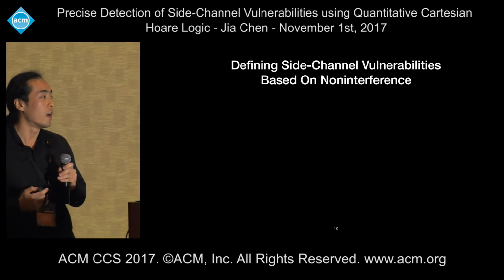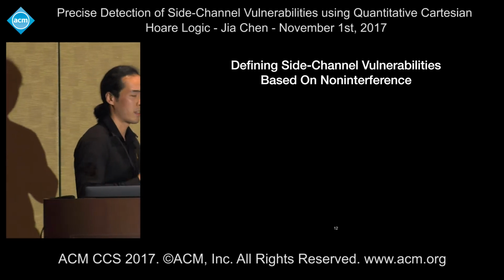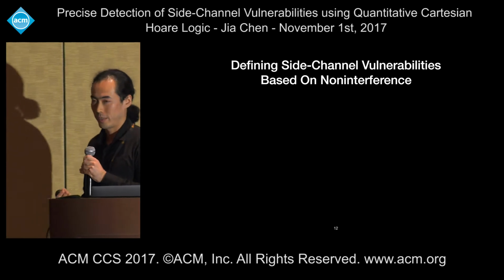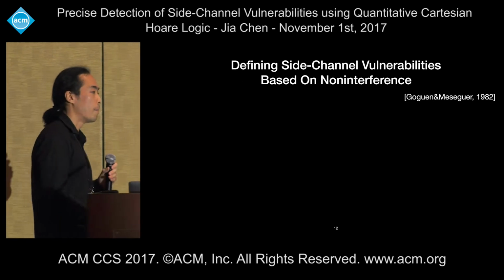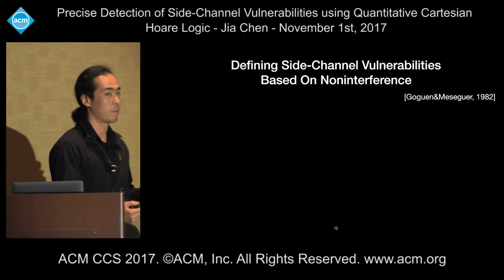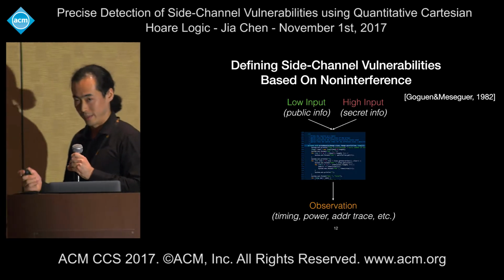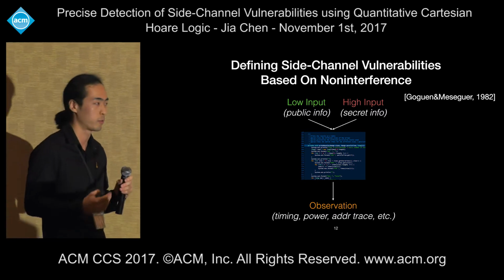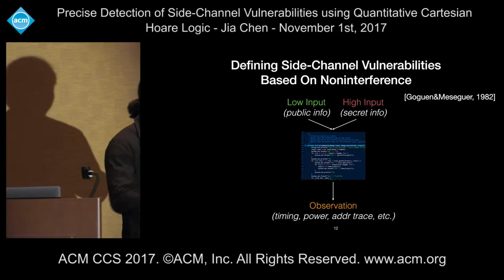In our model, our definition of side channel vulnerability is based on the classical notion of non-interference, which is what the program analysis community likes to use to describe this problem. In this model, a program is simply something that takes input and produces output. There are two kinds of input the program accepts. One is called high input, which contains secret information that we do not want to reveal to the adversary. And the other is called low input, which is not so secret.